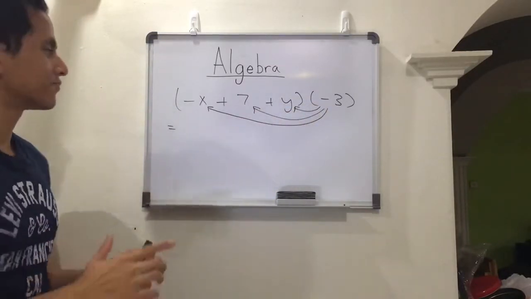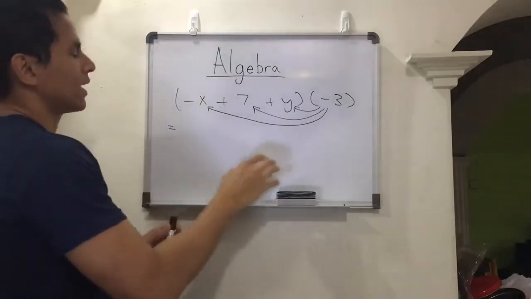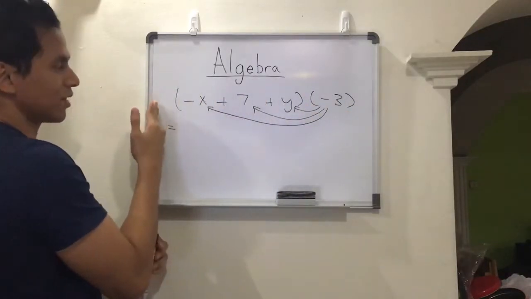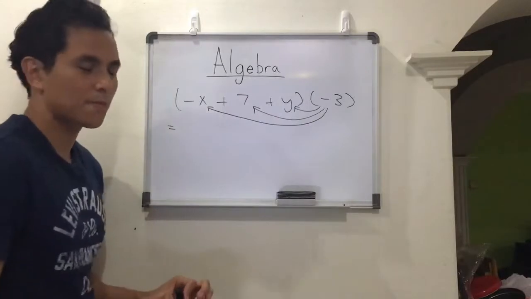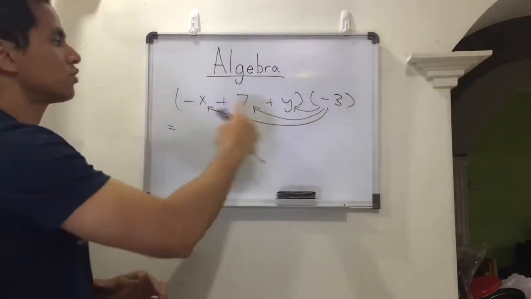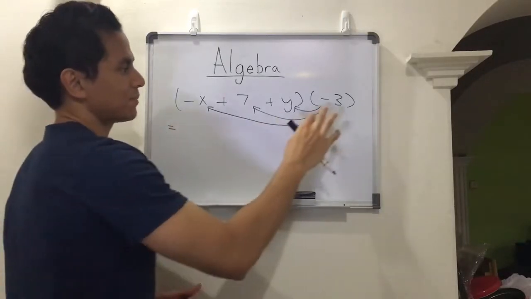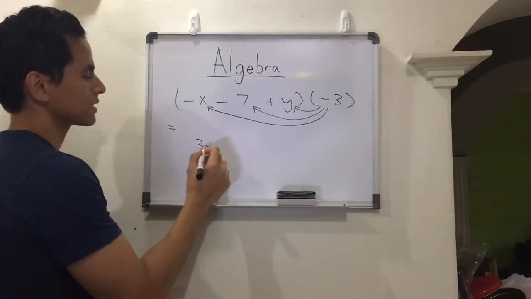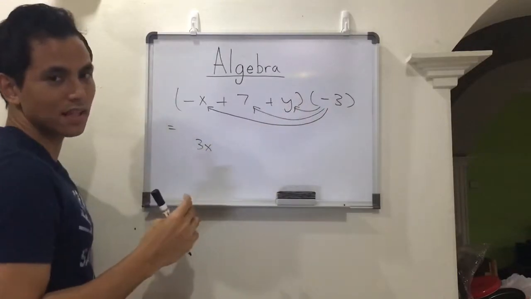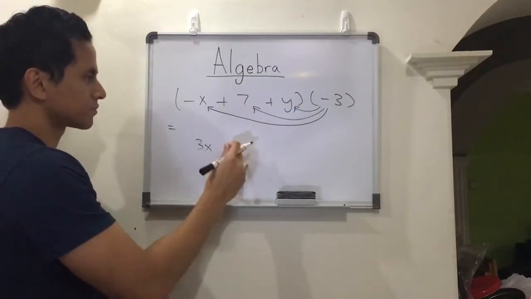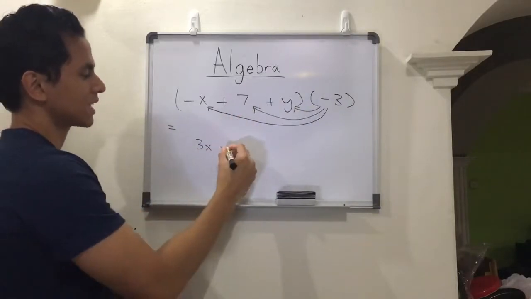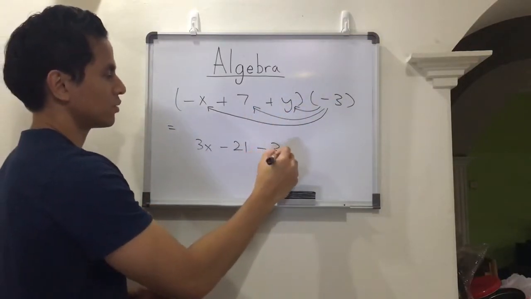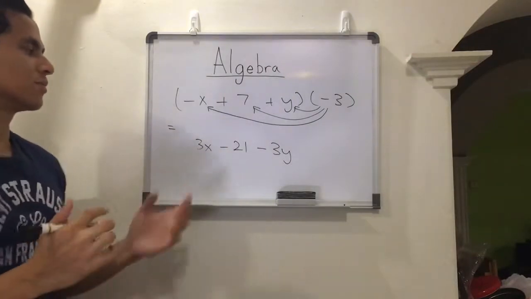One thing to take note of is that this is true whether we put the negative 3 to the right of the bracket, as you can see here, or to the left of the bracket. We would still have to multiply by all the terms. So in this case, we're multiplying all 3. We start off with negative x multiplied by negative 3. So we're going to have 3x, because the negative signs will cancel out when we multiply them together. Now, negative 3 times 7 gives us negative 21, and negative 3 times y gives us negative 3y. Hence, this would be the final answer.